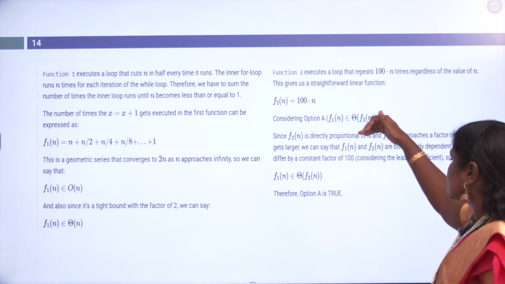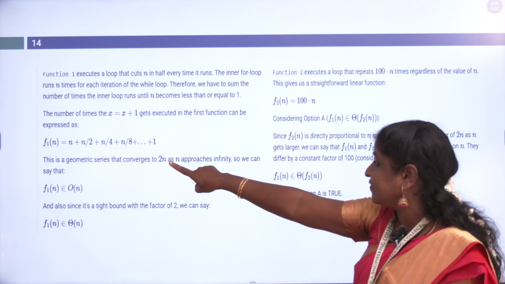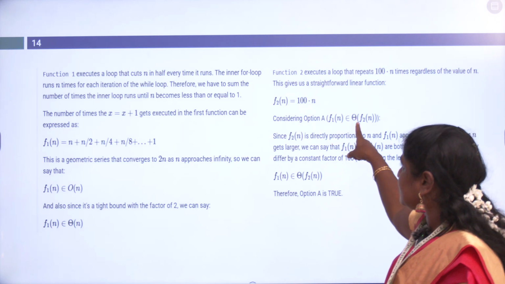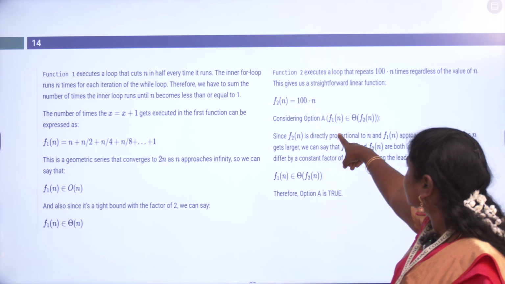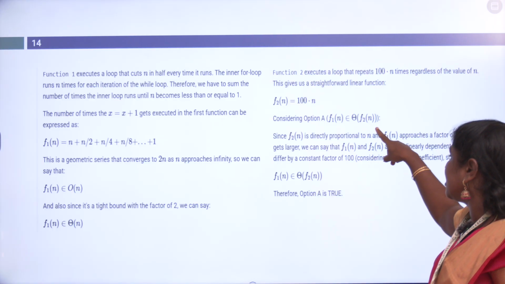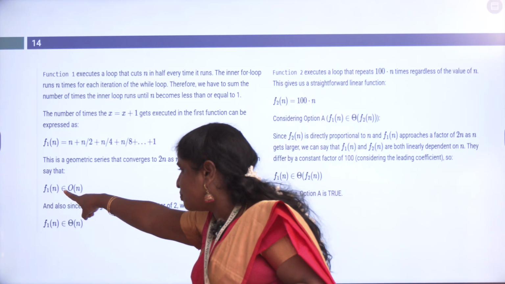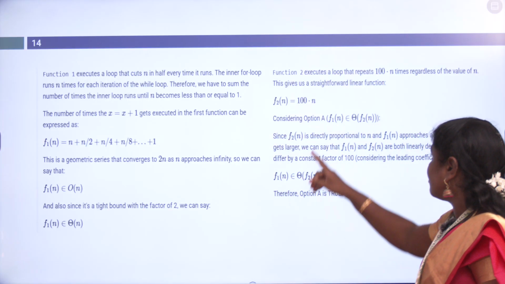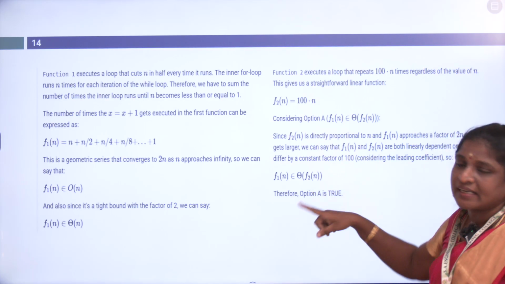And for function 2, the same statement: f2 of n is 1 into n, here 100 into n. So the same notation applies for function f2. Then option A is f1 of n belongs to theta of f2 of n. Option A is true because f1 of n belongs to big O of n and theta of n, and f2 of n also belongs to theta of n. So the particular option is true.